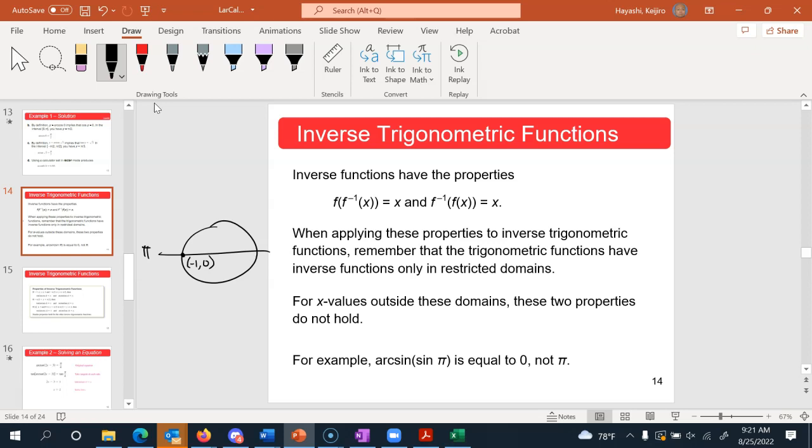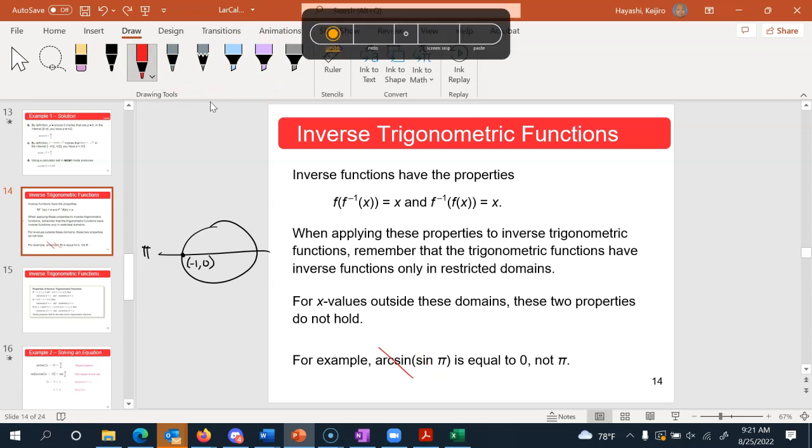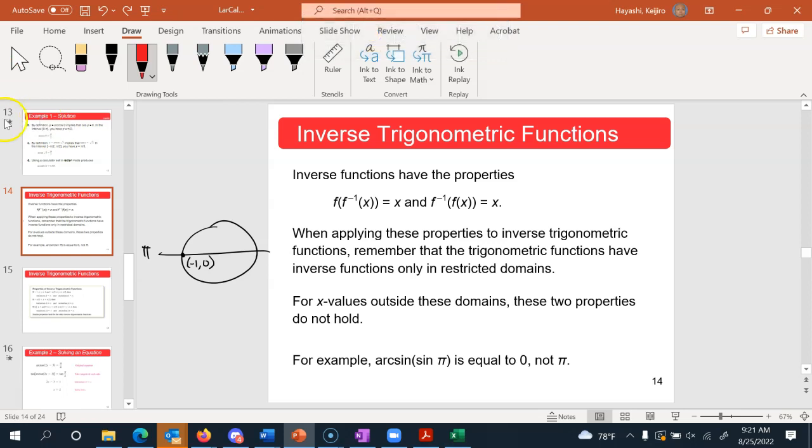So it's not just like, oh, there's an arc sine and a sine, they cancel out and it equals pi. It's not always the case. That's really all there is to say about that. Okay.